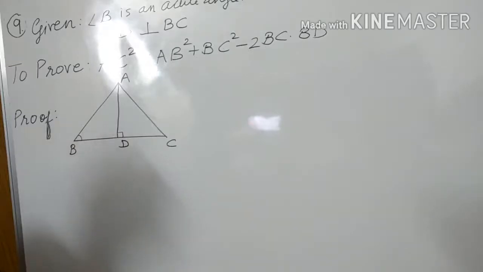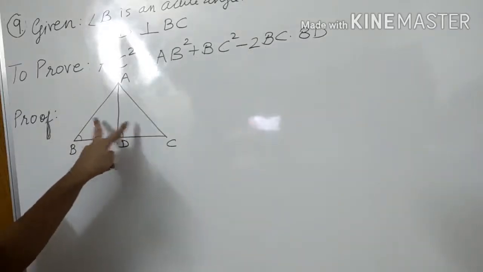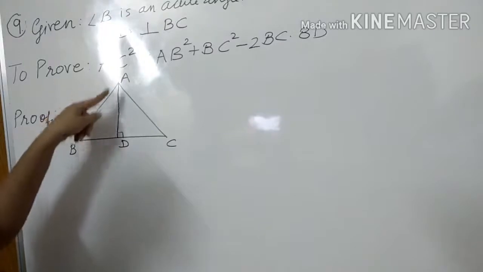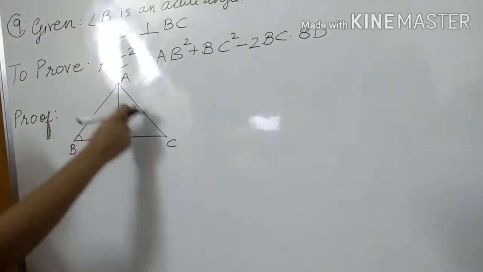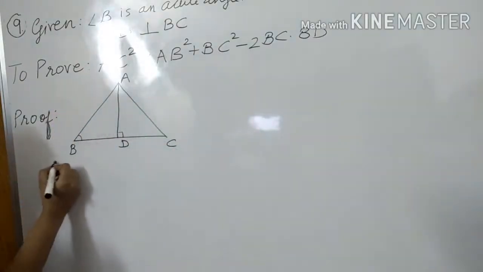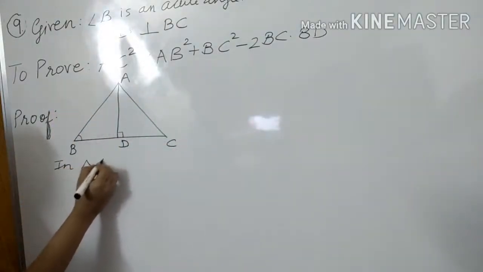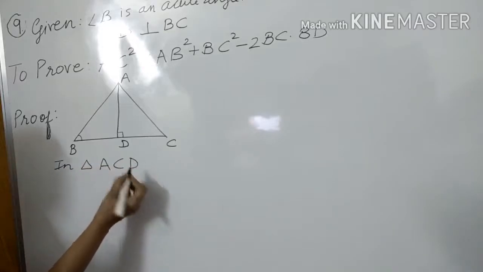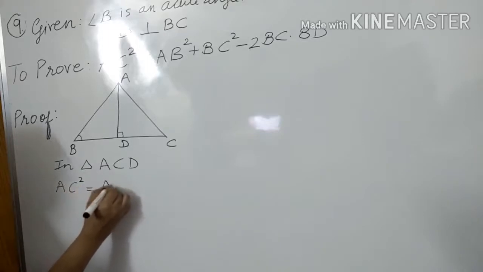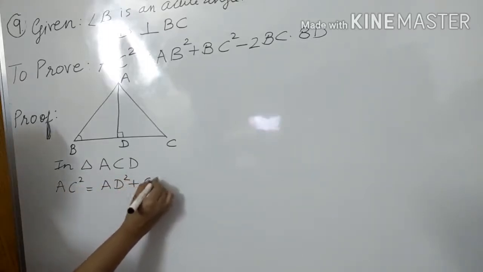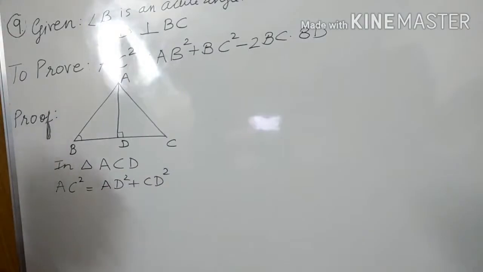You see here, two triangles are formed. Both are right angle triangles. One is ADC and one is ADB. So we can use Pythagoras theorem in these two triangles. First of all, I will use Pythagoras theorem in triangle ACD, or ADC, whatever you can write. AC square is equal to AD square plus CD square using Pythagoras theorem.